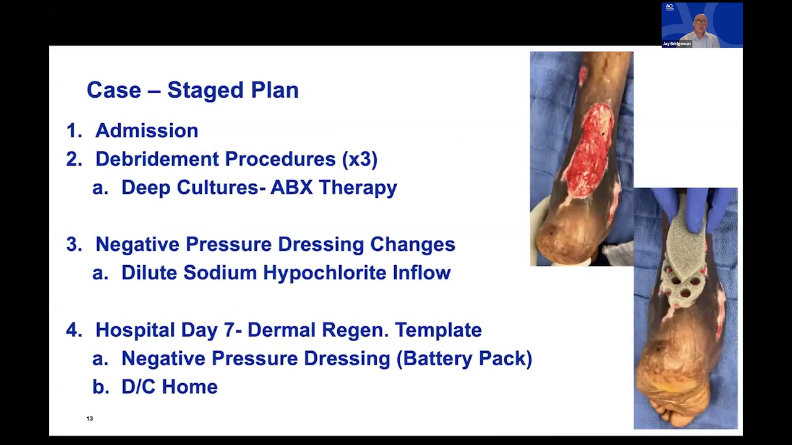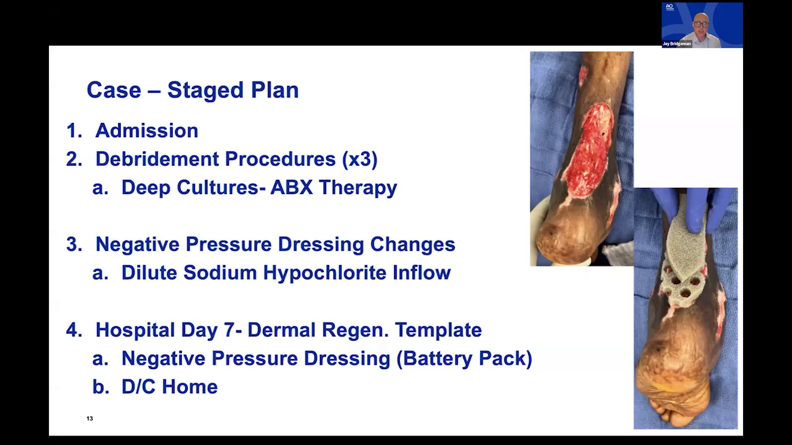So what's the end of my case? We admitted this person over a week's time. My partner and I did several debridements. We were able to get deep cultures and targeted antibiotic therapy. We used negative pressure dressing changes between the debridement procedures. We were also able to inflow dilute sodium hypochlorite to help clean the wound and treat it like a surface treatment of infection. You can see over several debridements, we're now getting to where there's still some exposed Achilles tendon, but we're starting to see punctate bleeding, where there's no more purulent fluid and no more necrotic tissue.